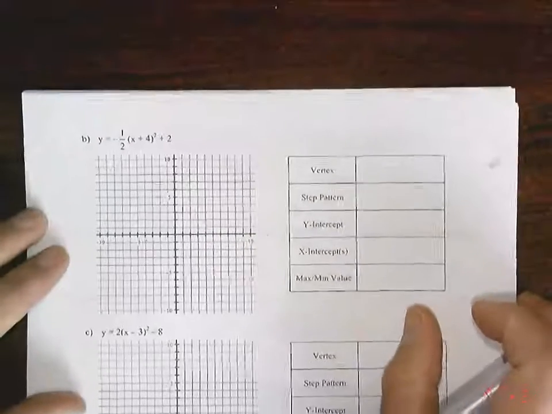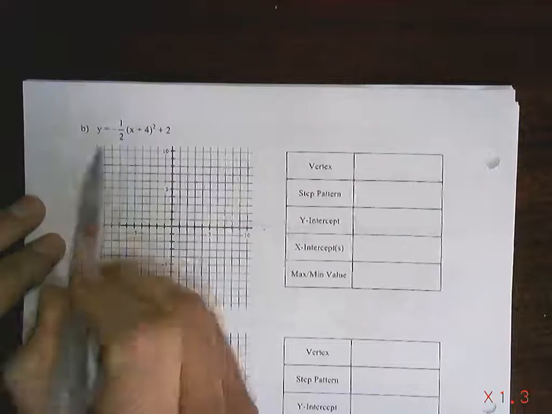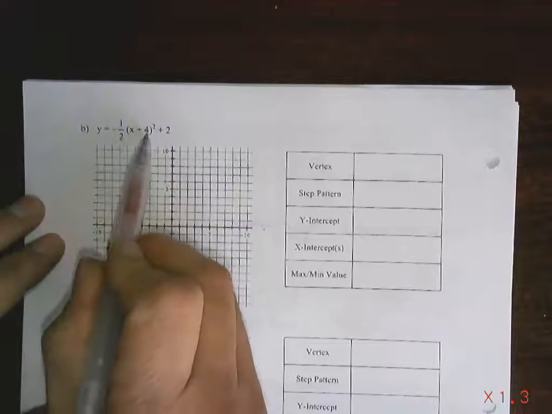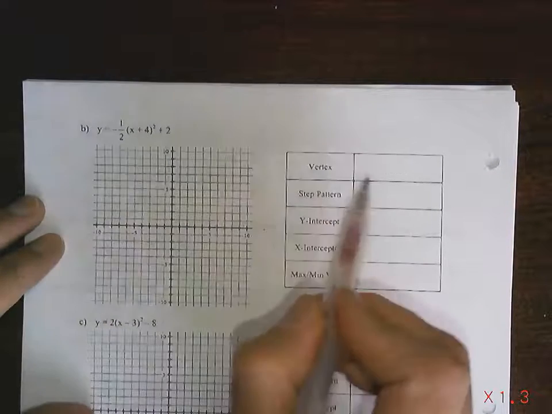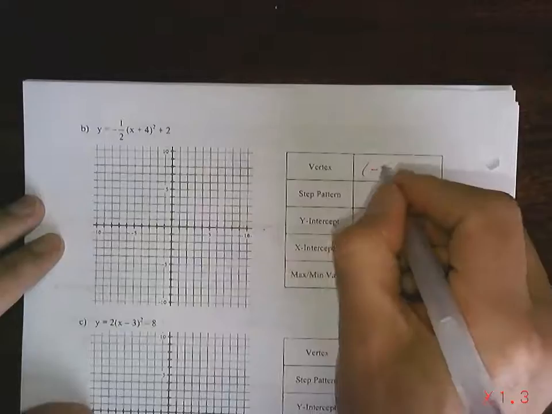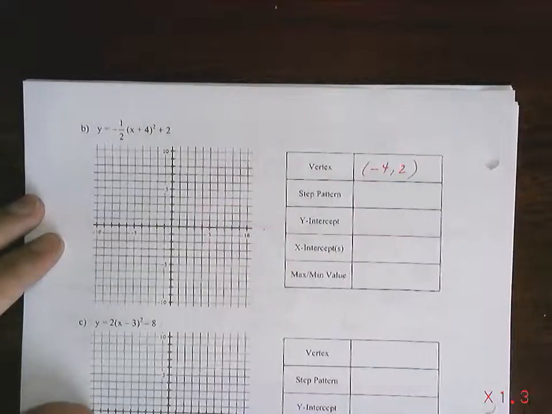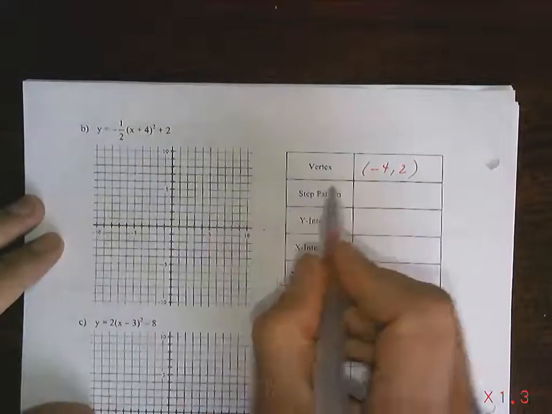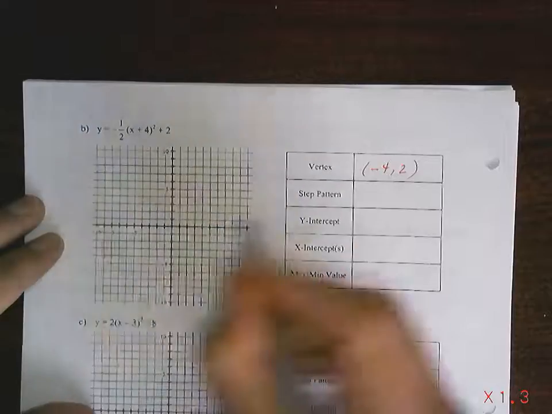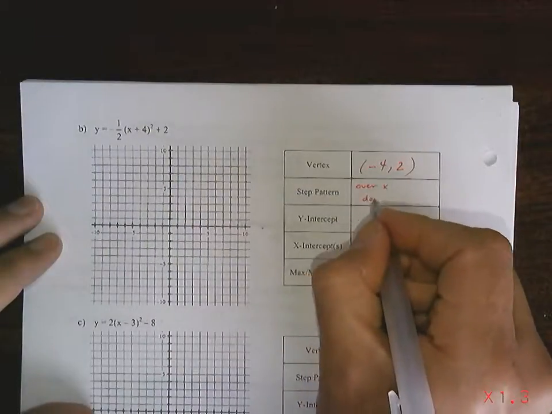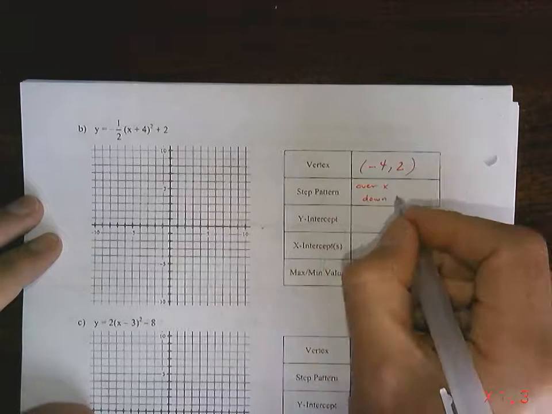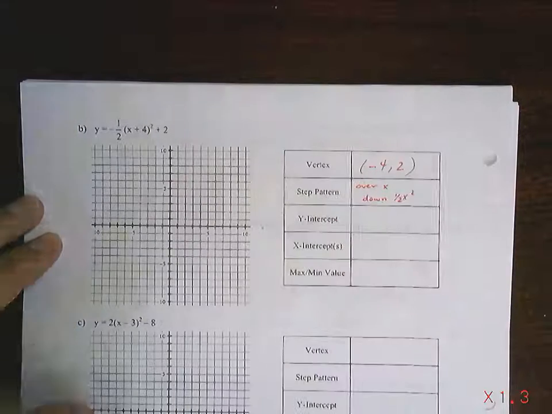Flip over. We have a number of things happening here. We have a reflection, a compression, a shift to the left, and a shift up. The shift left and the shift up are going to affect my vertex. To the left and up. The step pattern is going to be affected by the a value. So it's going to be over x, and it's going to be down, because of the negative, 1/2 x squared.